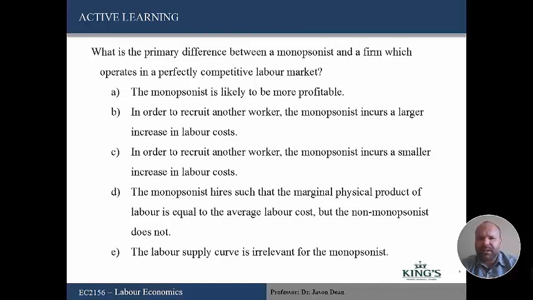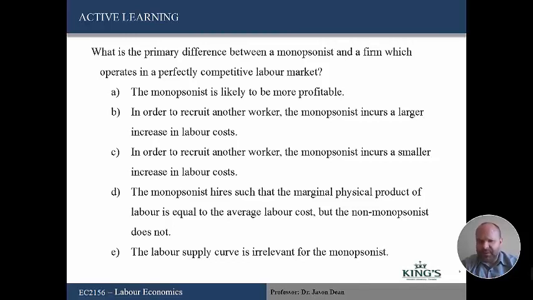A, the monopsonist is likely to be more profitable. B, in order to recruit another worker, the monopsonist incurs a larger increase in labor costs. C, in order to recruit another worker, the monopsonist incurs a smaller increase in labor costs. D, the monopsonist hires such that the marginal physical product of labor is equal to the average labor cost, but the non-monopsonist does not. The labor supply curve is irrelevant for the monopsonist.